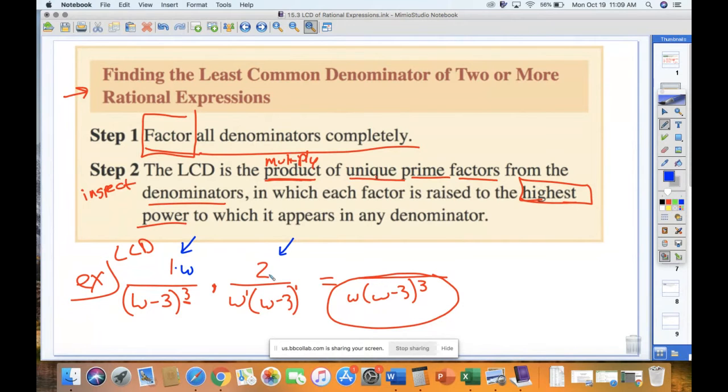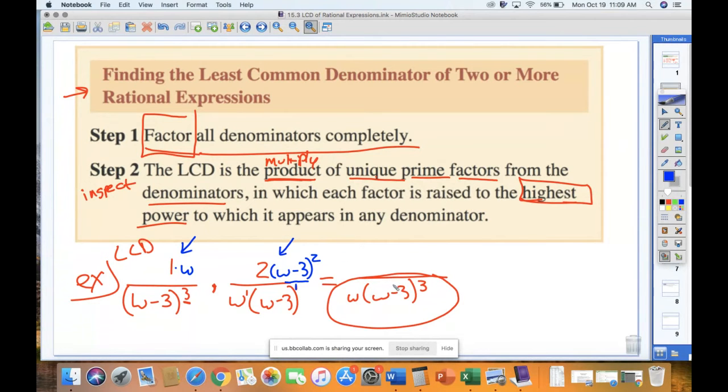How about this fraction? 2 over w times w minus 3. Well, I have the w already. I have the w minus 3, but I've only got one of them. So I need two more to get to my least common denominator. So that's what I need here: w minus 3 squared.